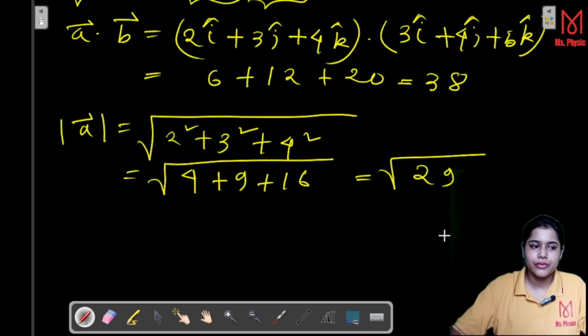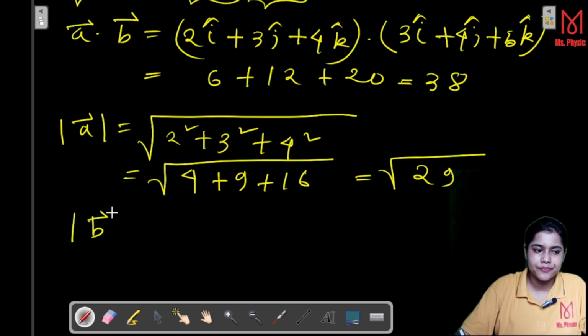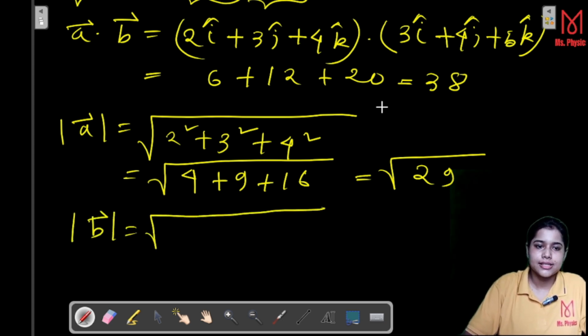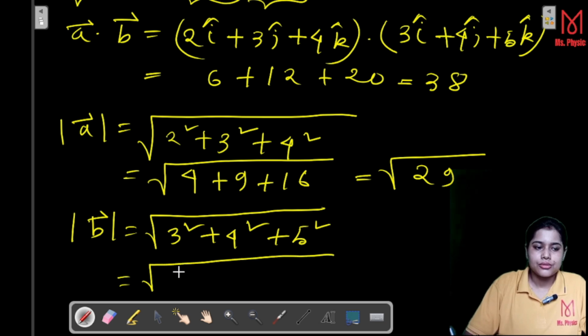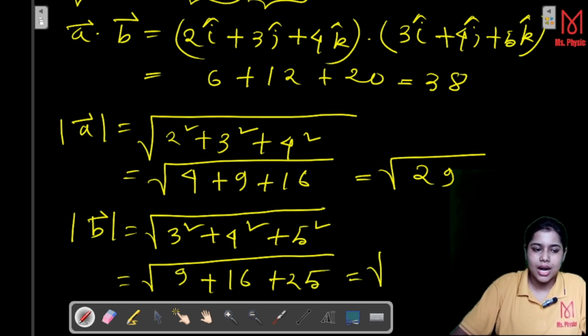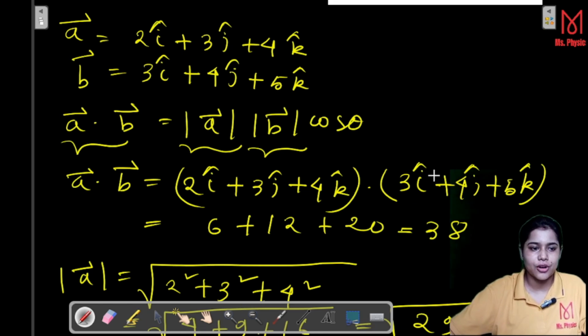Next we will do the calculation for mod B. Same formula, that is a square plus b square plus c square, that is 3 square plus 4 square plus 5 square, under root 9 plus 16 plus 25, is equal to under root 50. Now we will put the values in the formula and calculate cos theta.